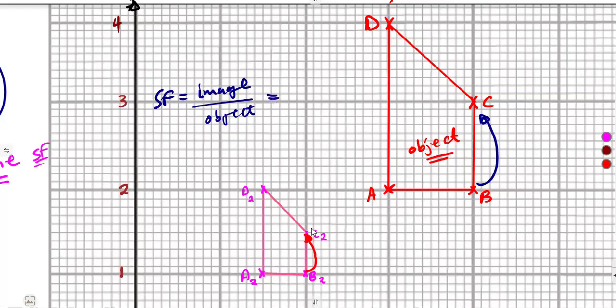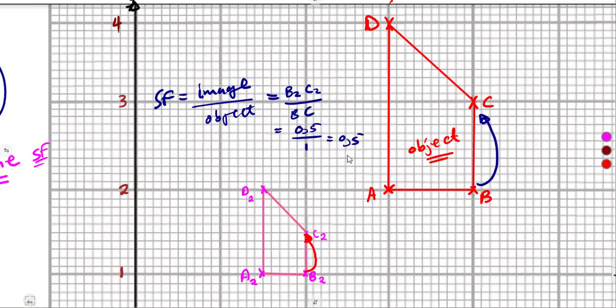So what is on the image, B2, C2, this one. If we just take for an example B2, C2 over BC. From B2 to C2, how many units? Remember, this is half of a box. The whole box represents 1 unit. So half of that is what? 0.5. So it's 0.5 over BC. As we are going up, that's 1. So you're going to see that the scale factor is going to be 0.5.